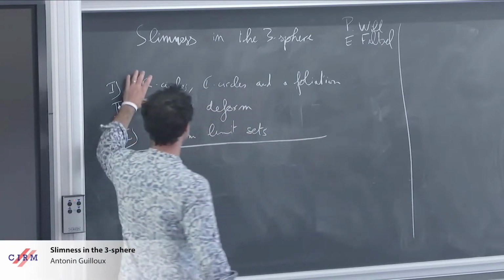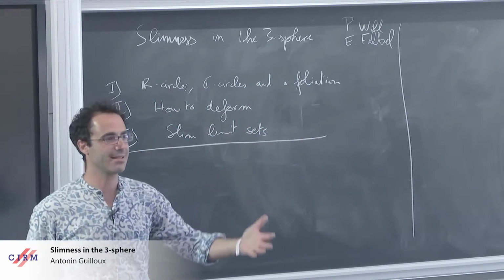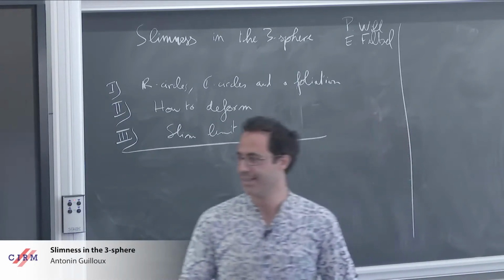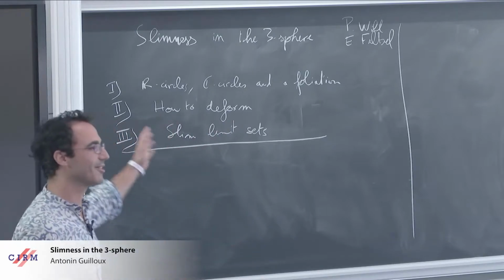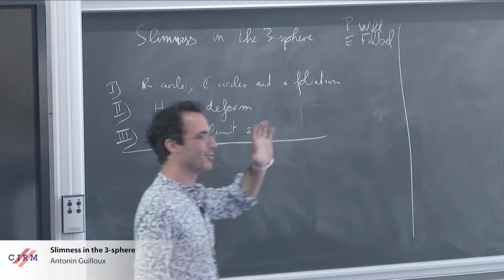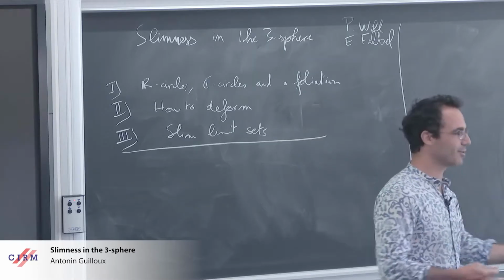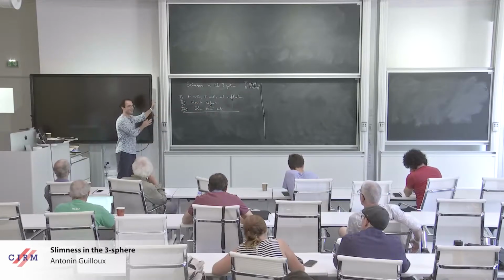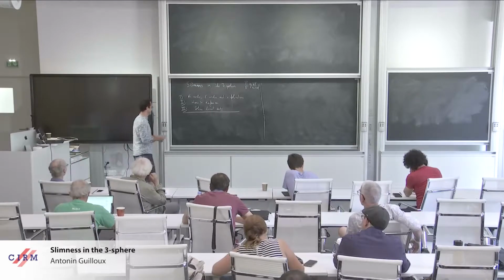So the first part is a description of a classical point of view on the 3 sphere and R circles and C circles. And if you just understand the first part, I will be very happy because you would have understood a nice geometric construction. So try to stay with me at least for the first part. Then you can just leave.